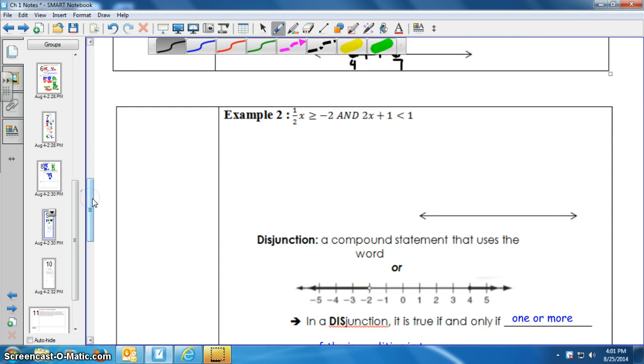So let's take a look at the next example. Another "and." If you want to pause and do this one on your own, you are more than welcome to do that. Or you can continue along with me if you need to. Undo the half either by dividing by a half or multiplying by its reciprocal. So times it by 2. That gets rid of that half. x is greater than or equal to negative 4. Over here, subtract 1. So we're solving the two separate inequalities. And then divide by 2. And we would get 0.